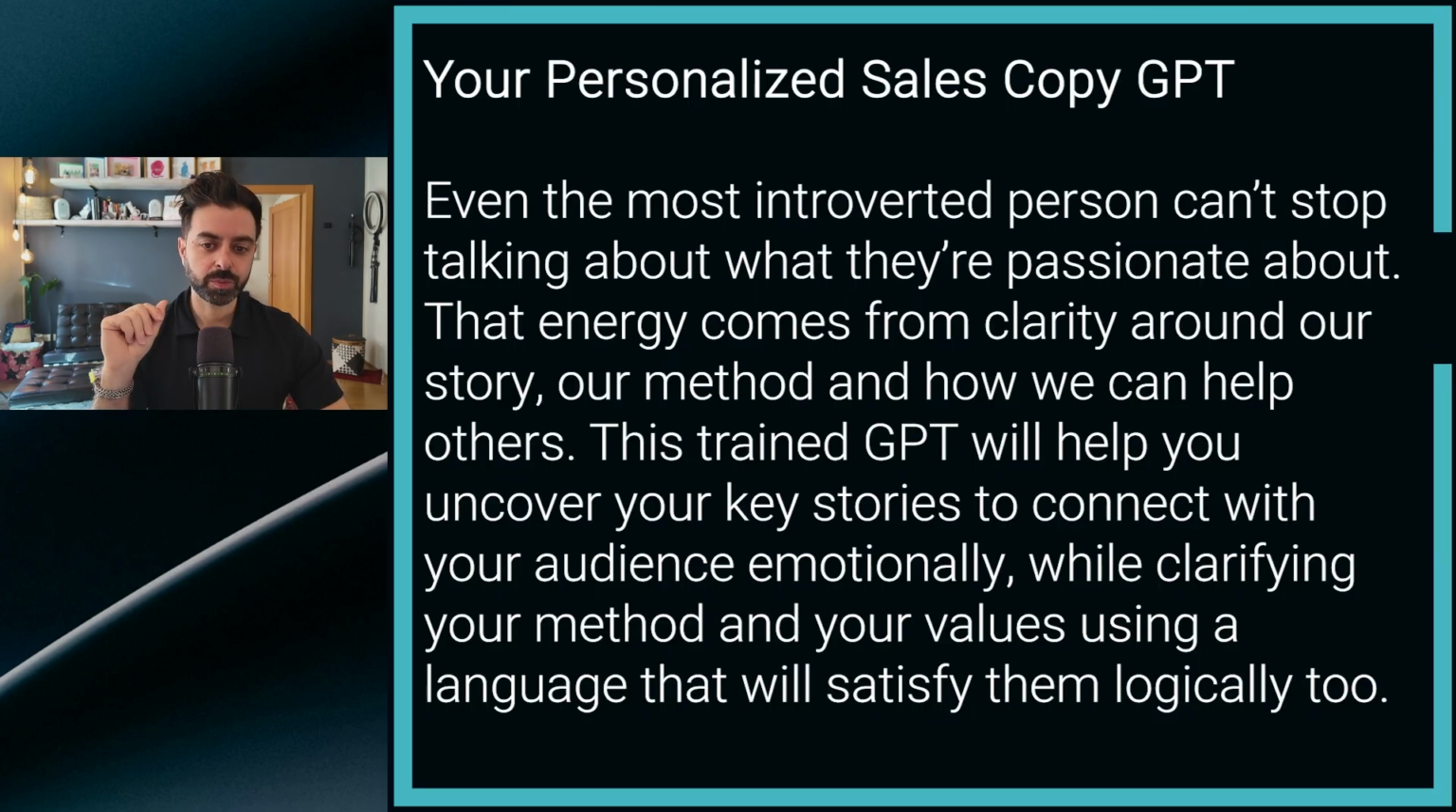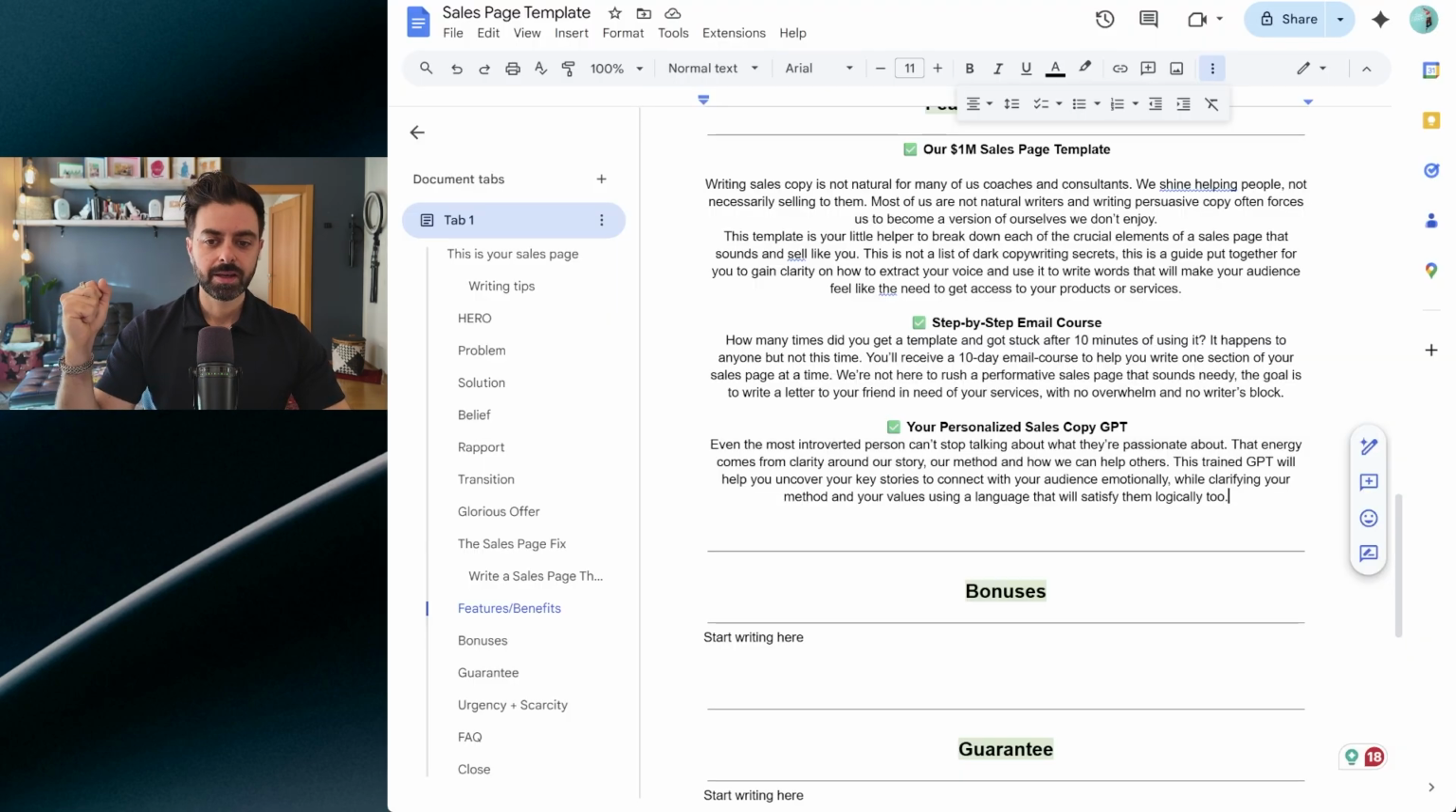Even the most introverted person can't stop talking about what they're passionate about. That energy comes from clarity around our story, our method, and how we can help others. This trained GPT will help you uncover your key stories to connect with your audience emotionally while clarifying your method and your values using a language that will satisfy them logically too. I'm implying that logic and emotion are the two elements that we need to really make a sale, and ChatGPT is the solution for that.